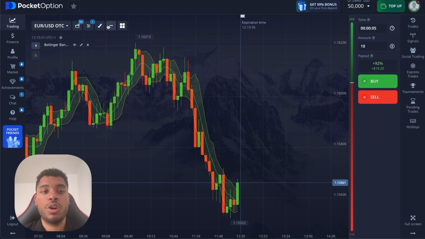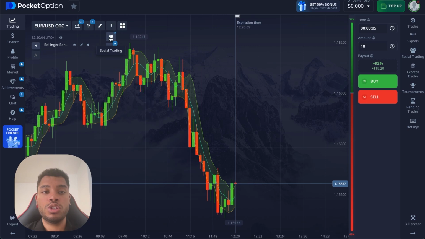Then next to the drawing tools, if I click on these 3 dots, these are basically social trading options. So as you can see here, I have the market watch activated, which is this line that you see here, and basically shows me the sentiment of the market. So right now it's telling me that most of the traders have opened long positions, so they think that the price is about to go up, while the minority of traders think that the price is about to go down.